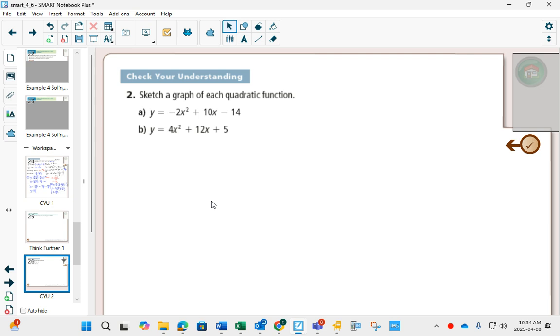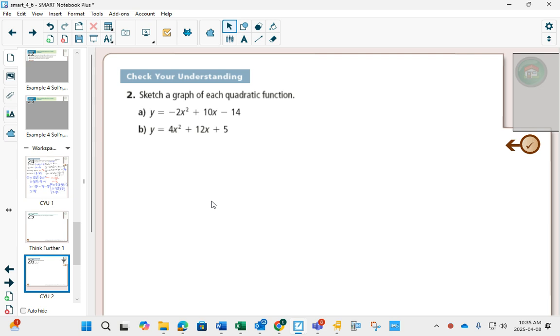So we need our vertex, and so for graphing, you're either going to find your vertex through the standard form, or you could find it through factoring. And you'd have to make a decision based on what you see, what you think would be the easiest and the fastest. So here are our 2 examples.